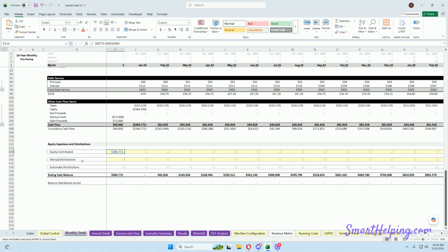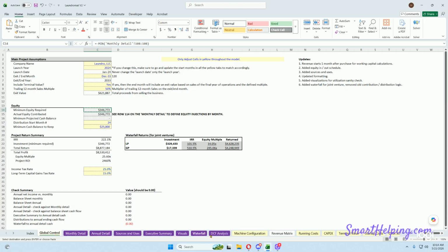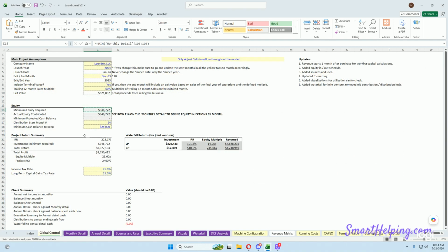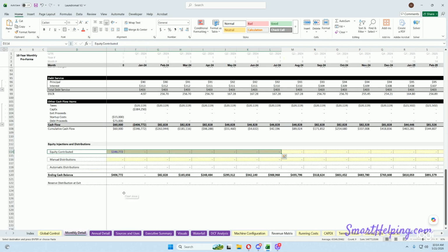So just keep in mind that you'll have to update this equity contributed row if you change your assumptions for the cost of things. Your operational activities could affect that, all kinds of stuff. So just make sure you'll see updates, because on the model here, your minimum projected cash balance, if this is negative, it means you didn't put enough in. And obviously on the monthly detail, this will be red if you didn't put enough in. So there's some places you can easily look to see if you need to put in more equity or not.